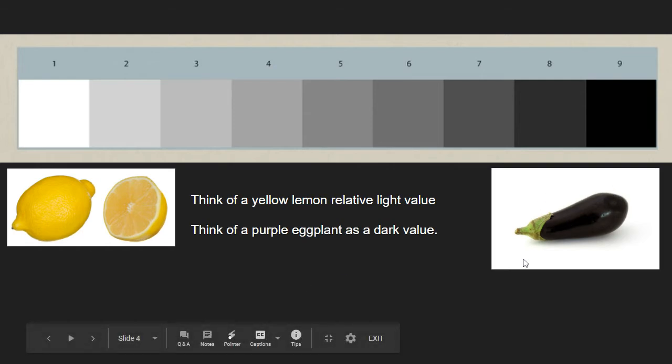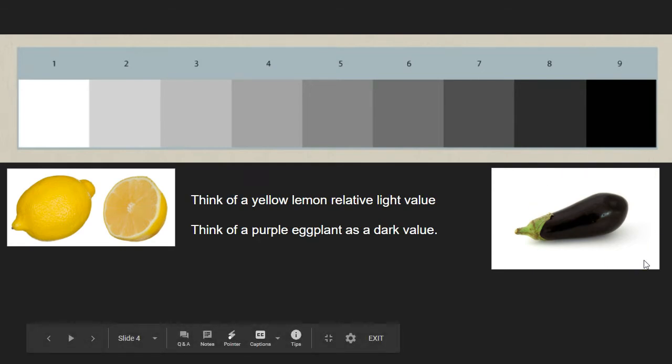Now, if you look at this purple eggplant over here, what values do you think are present in this picture if it were in grayscale? Chances are you would say 7, 8, and 9, maybe even 6. Okay, so 6, 7, 8, and 9 for this eggplant right here.